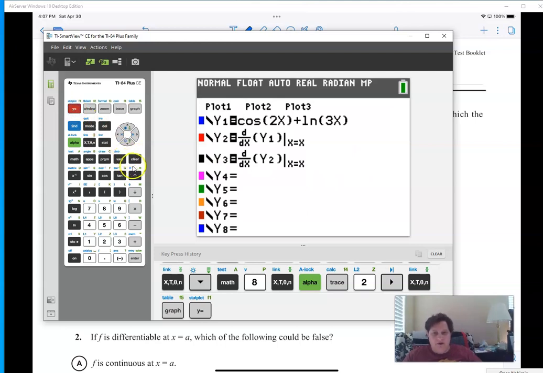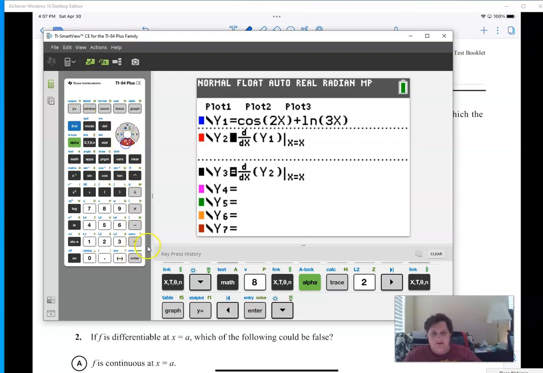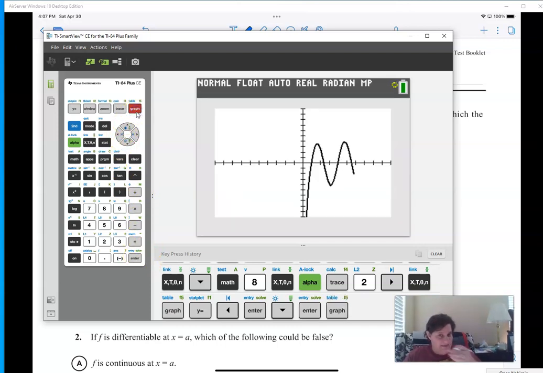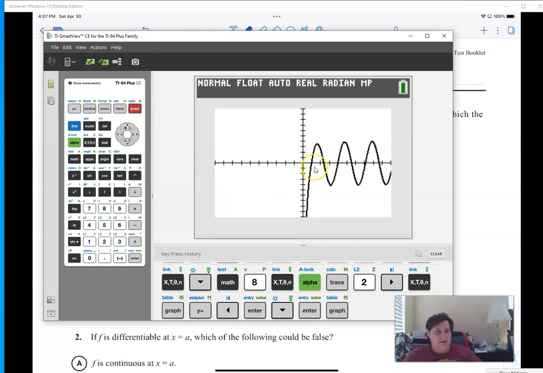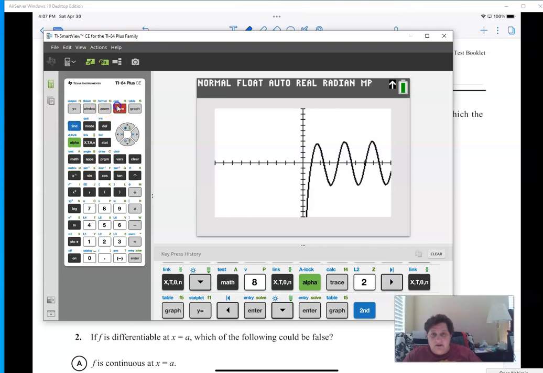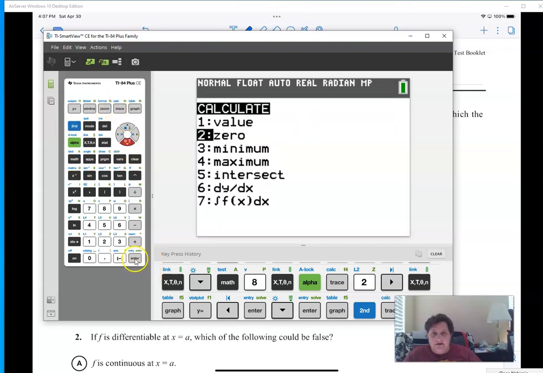Now look, just so I don't go crazy all over the place, I'm actually going to go ahead and turn off the function. I'm going to turn off the first derivative, and I'm just going to look at the second derivative. So do you guys see this point right here? That is the least point where the second derivative equals 0 and changes sign. So now all I got to do is calculate that zero.